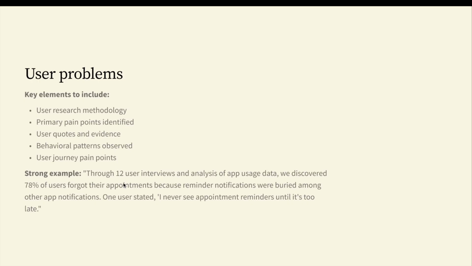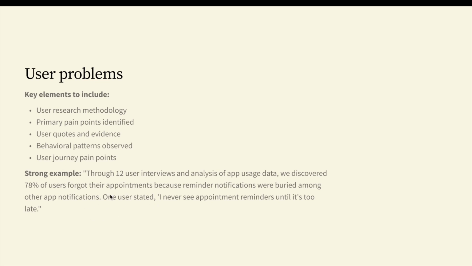What they are saying is that 78% of the users are forgetting their appointments. Why? What is the reason they are forgetting their appointments? It's because the reminder notifications are getting lost along with other app notifications. And also one user's statement is this.